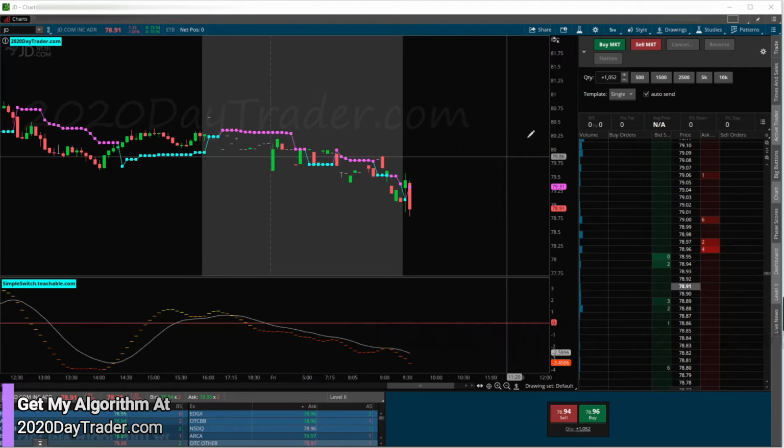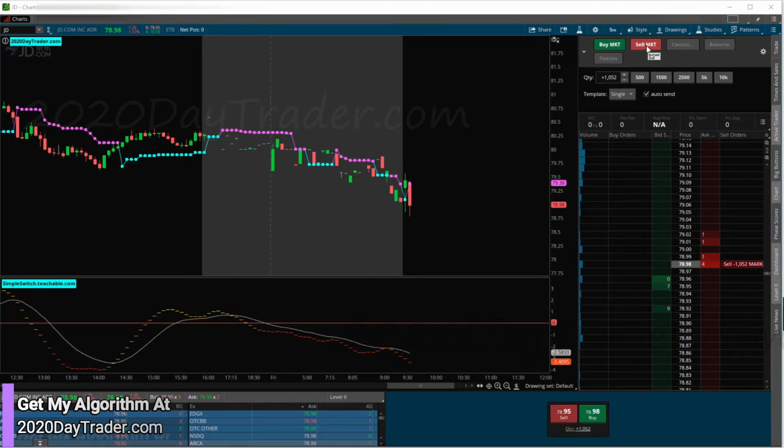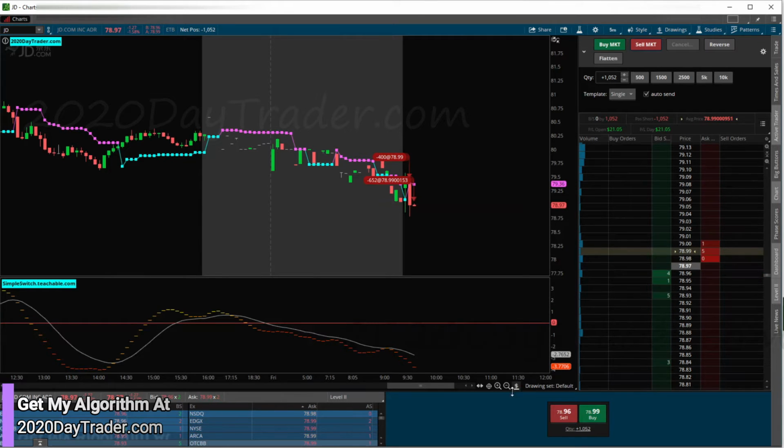Okay, so we got about 10 seconds, and we click the sell button right here, sell market for shorting. In 3, 2, 1. All right, so we're in. Now we're going to go ahead and mark it up.